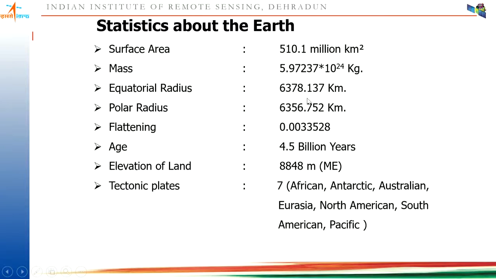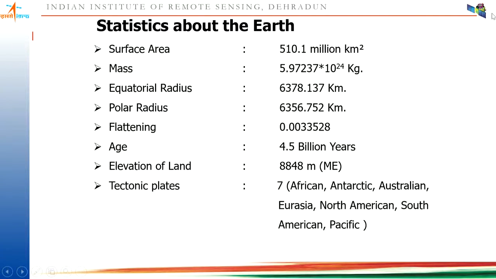Generally our concept is that the Earth looks like a sphere. If it had been a sphere, then both radii should have been equal. If you see this radius and that radius, both should be equal, but they are not. So we can say it's not perfectly a sphere. Earth is not perfectly a sphere. So we will define what geometry it takes.